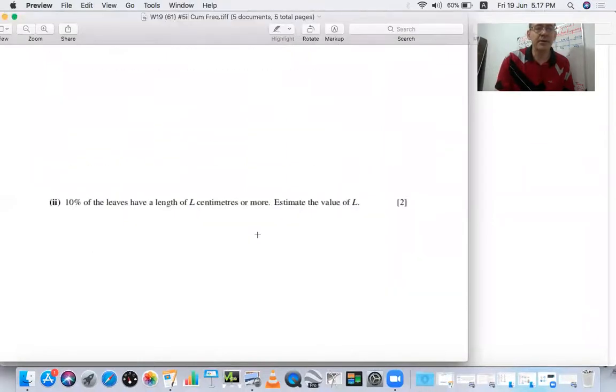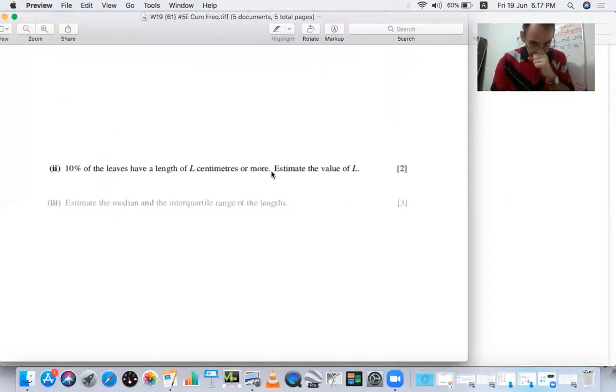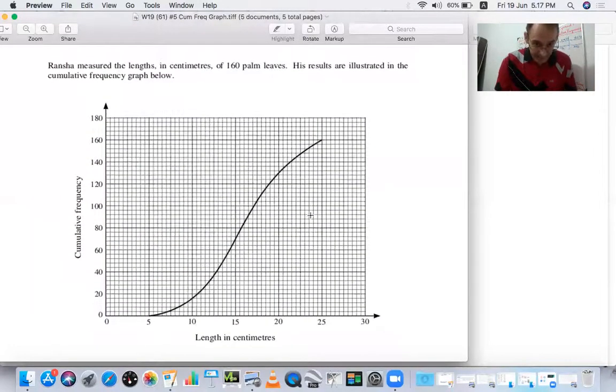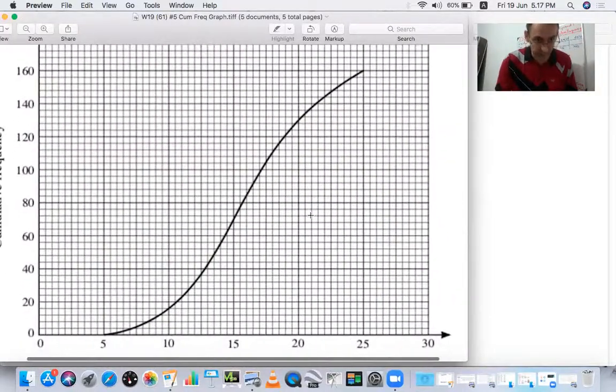So we did that one, we've done this one, and now we need to estimate the median and the interquartile range. So the median is the 50% mark, and the interquartile range is Q3 minus Q1, or the 75% mark minus the 25% mark. So let's go back here, span this up a little bit so we can see what we're doing.